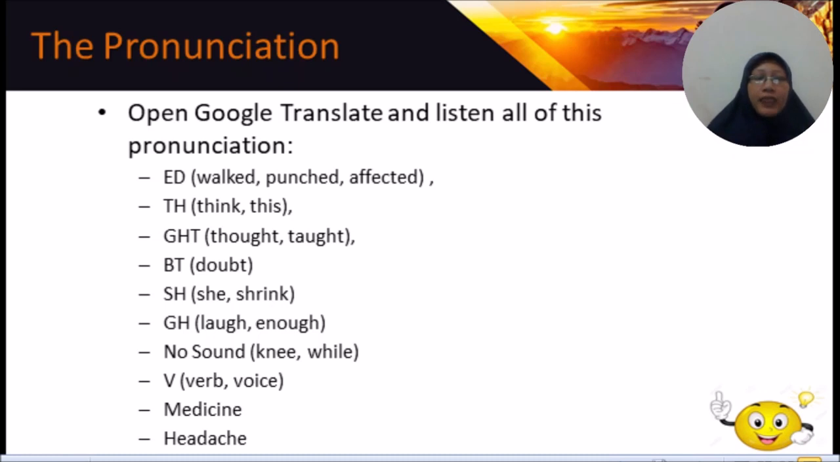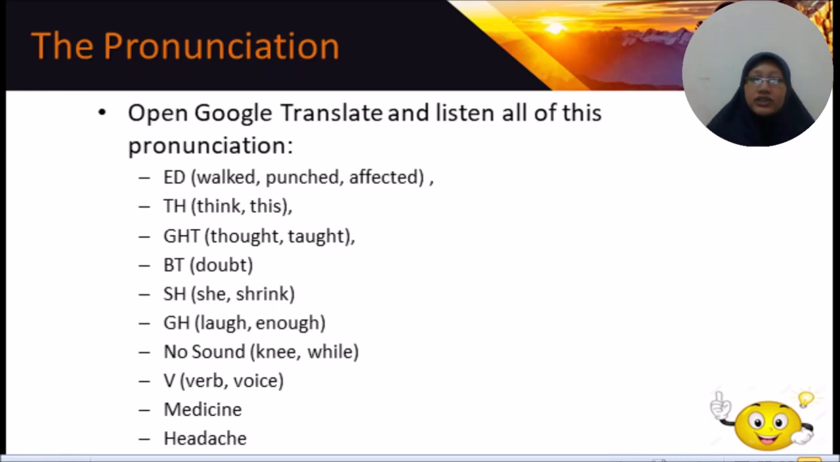Okay? Next example is T and H. In this example, there are two words, thing and this. It's a different pronunciation, thing and this.